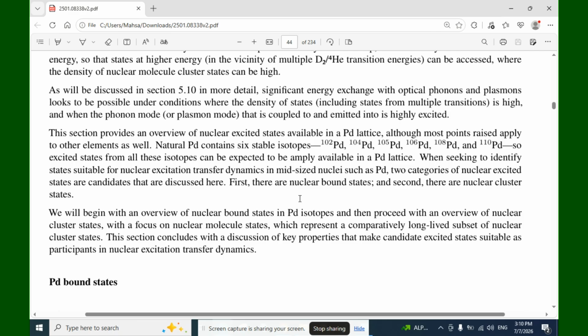This section provides an overview of nuclear excited states available in a palladium lattice. Also, most points raised apply to other elements as well.